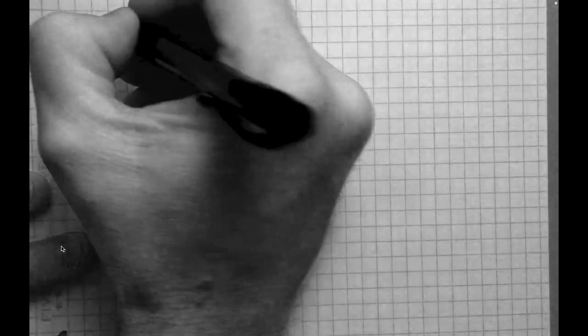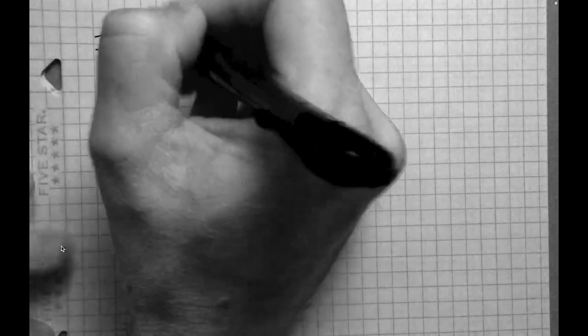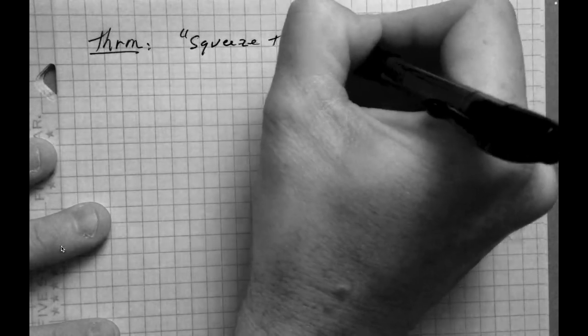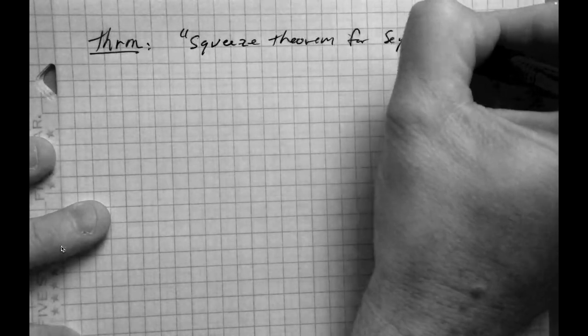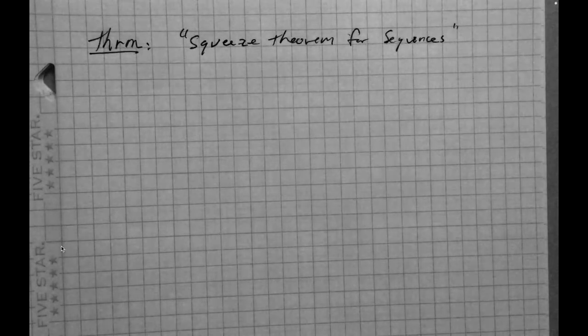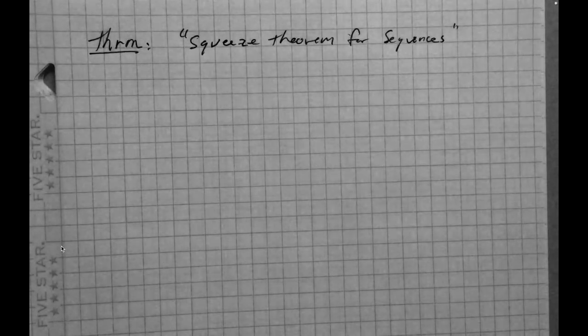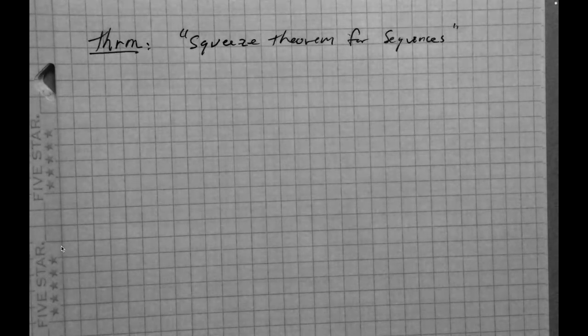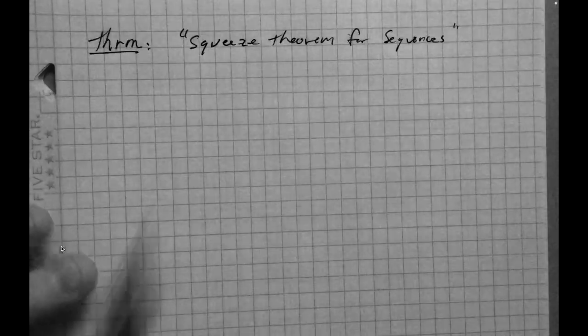Let's take a look at a theorem. This is what you would think of as the squeeze theorem for sequences. I'll just write that. We recall the squeeze theorem, I believe in Calculus 1 we talked about: if two functions have the same limit, and there's a third function that's always bounded by the other two, then the third function will have the same limit as well. It's an identical idea here, but just for sequences.